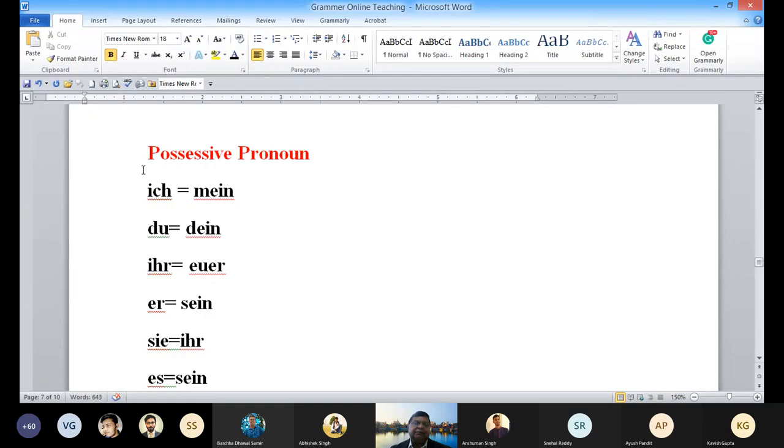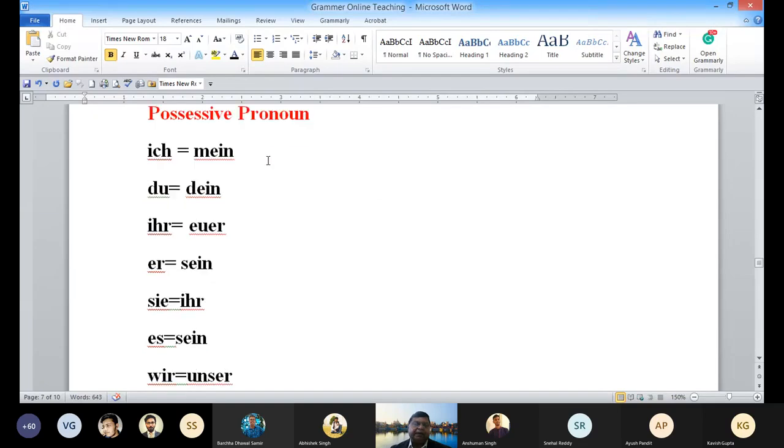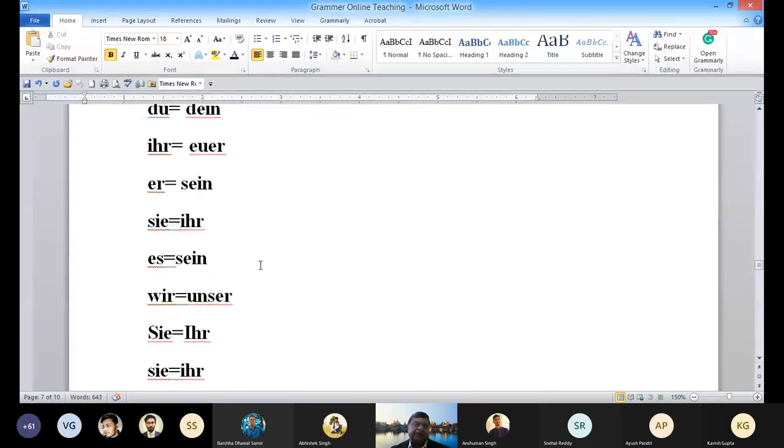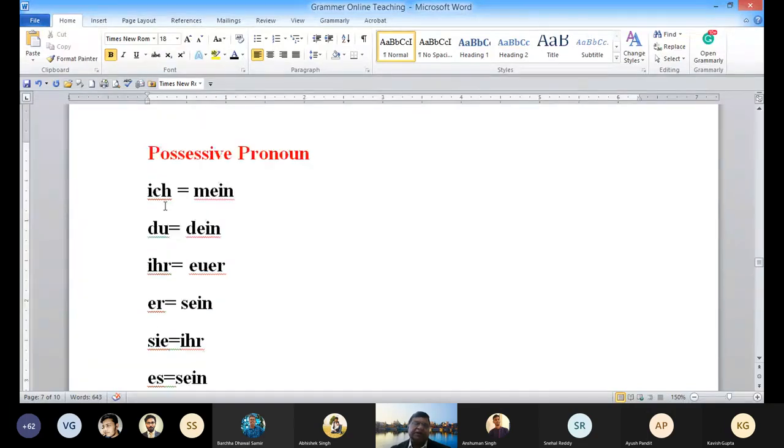Then I give you some possessive pronouns today. Here you can see it written, appearing on your screen. On the left side, these are the personal pronouns: ich, du, ihr, etc. Ich means I, du means you, ihr is the plural of du, er means he, sie means she, es means it, wir means we, Sie means you, formal, and sie means they. So I have already given you these personal pronouns, and you are making sentences conjugating the verb forms like ich lerne, du lernst, er lernt, wir lernen, like that.